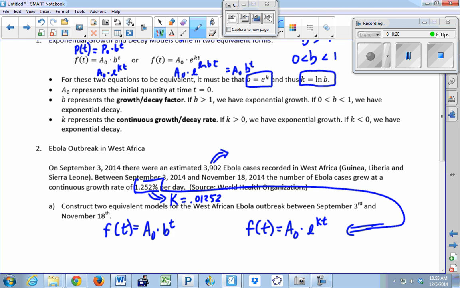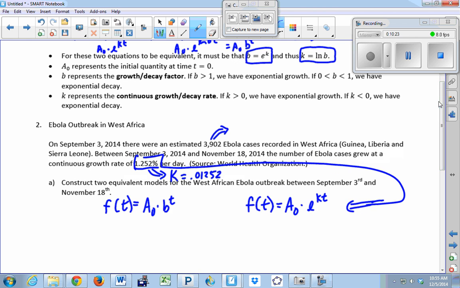0.01252. So if I were trying to write a model that I could use to predict the number of cases over time, either beyond November 18th, or sometime in between September 3rd and November 18th, K would be equal to 0.01252. So I've got that value for my model, 0.01252 times T. So what's A sub naught going to be here, or P sub naught, or whatever we want to call it? What's going to be the initial number of people that were infected with Ebola on the day we started recording this information?